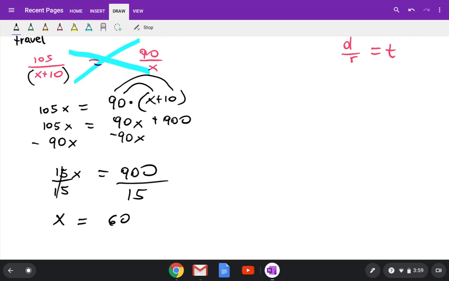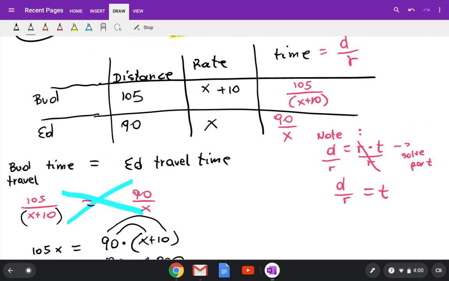We're talking about speed, so the units are 60 miles per hour. Ed's rate is 60 miles per hour. The first motorcycle's rate is x + 10, which is 70 miles per hour. So that's the answer.